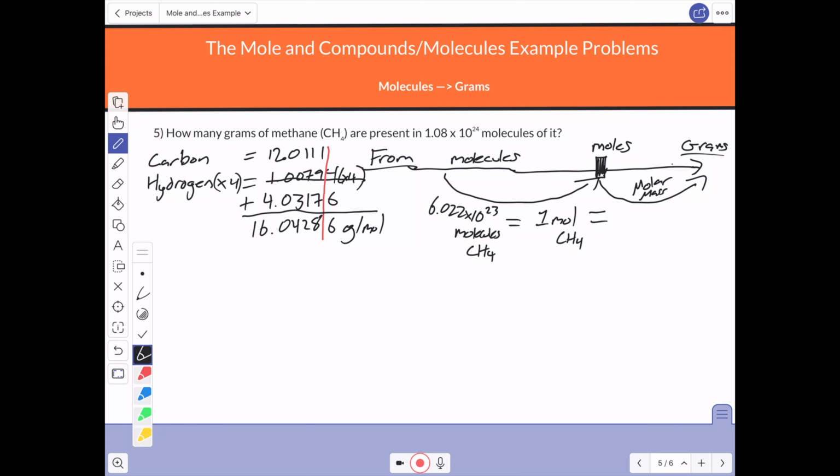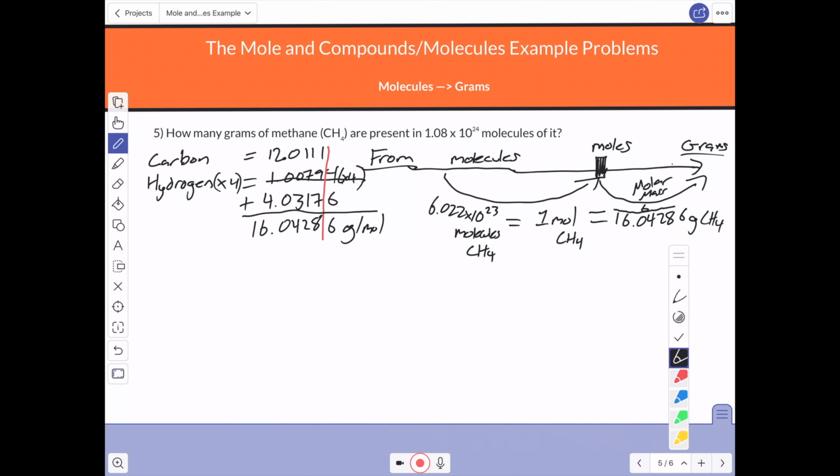Just checking myself in my head to make sure it makes sense, and it does. Always a good thing to do. Alright, so that means our molar mass, of course, 1 mole of CH4 will equal 16.04286 grams of CH4. And that's going to be to 1, 2, 3, 4, 5, 6 sig figs. So now we have everything laid out, we can do our conversion.